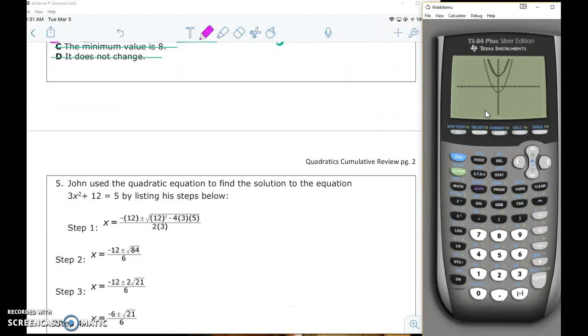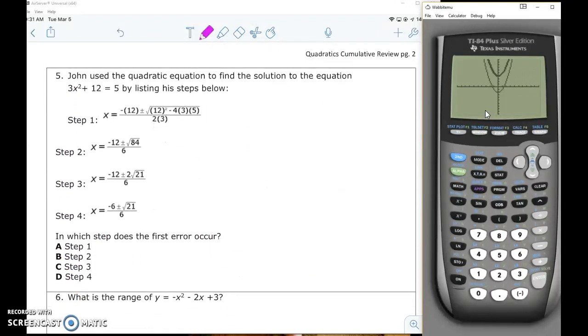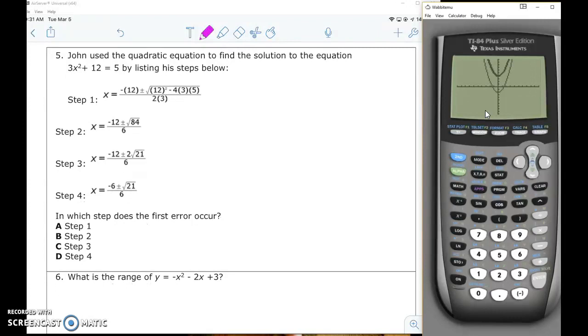Flip over, take a look at number 5. John used the quadratic equation to find the solution to the equation 3x squared plus 12 equals 5 by listing his steps below. Okay, we know a few things. We know, first of all, that to even work with this equation, we need to be in standard form. So we need to make it say equals 0.